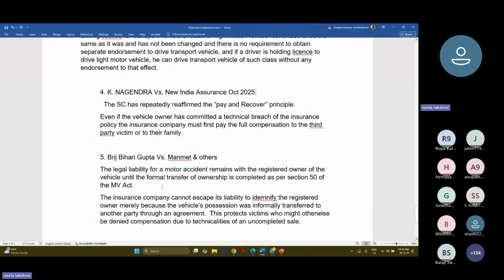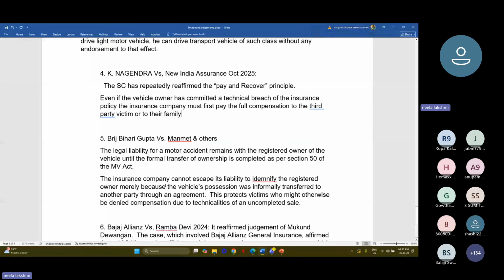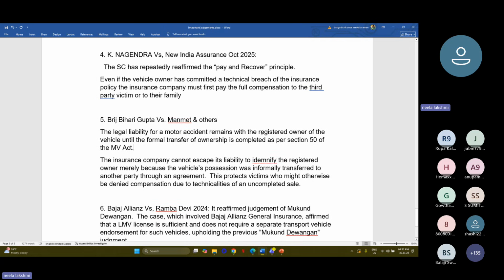Next one: Brij Bihari Gupta versus Manmath and others. The legal liability for a motor accident remains with the registered owner of the vehicle. That is, in name transfer cases, when the registered owner is different and the policy owner is different, the legal liability for the motor accident remains with the registered owner. This is the crux of the judgment.